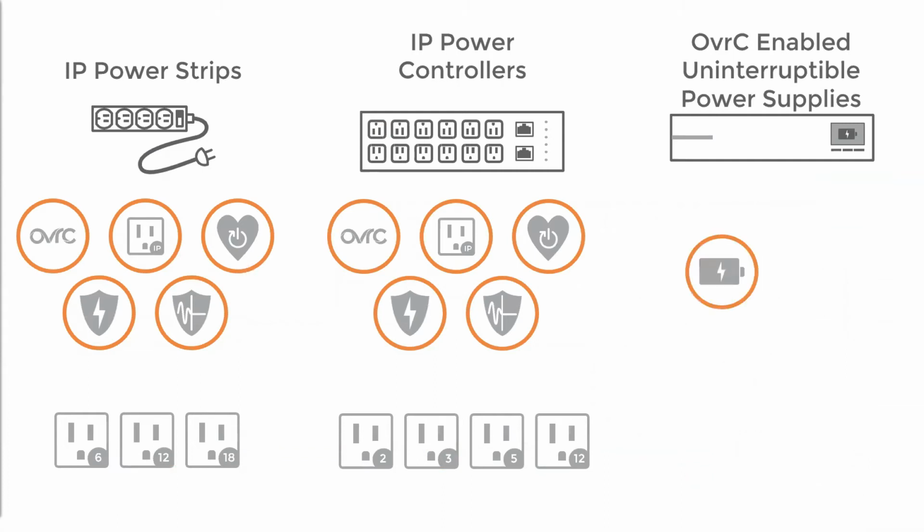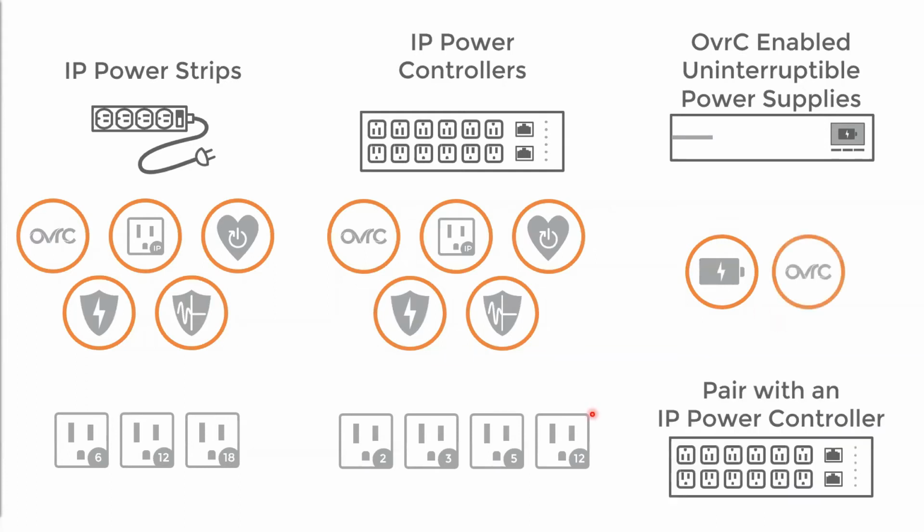The last thing I want to emphasize, and this was kind of part 5 in my example, is our OvrC enabled UPS, our uninterruptible power supplies. We have non-OvrC enabled UPSs. They're dumb UPSs, they're just battery backups. There's not a lot of control, not a lot of smarts around them, but they work if all you need is the basics.